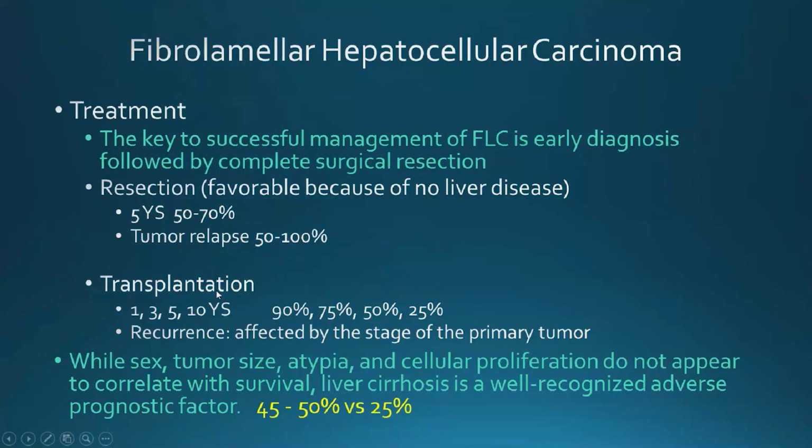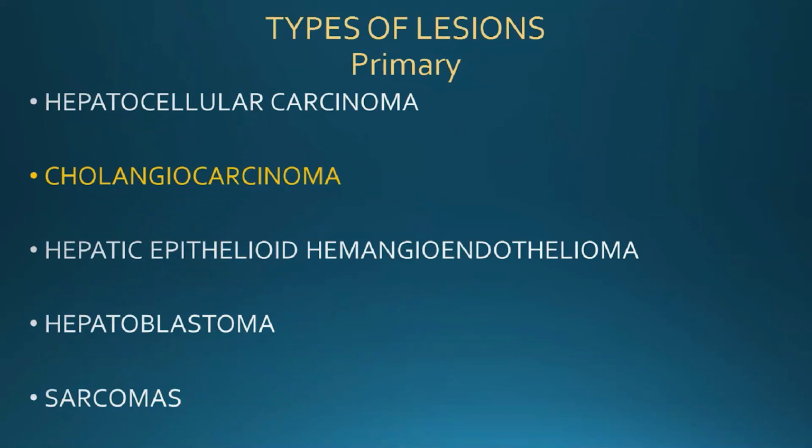Transplantation is another effective method of treating these patients if the tumor is not resectable, with 1, 3, 5, and 10-year survival of 90, 75, 50, and 25%. And again, in transplant, the recurrence rate is affected by the stage of the primary tumor at the time of transplantation. Of course, if these tumors appear in a cirrhotic patient, then the prognosis is a lot worse.